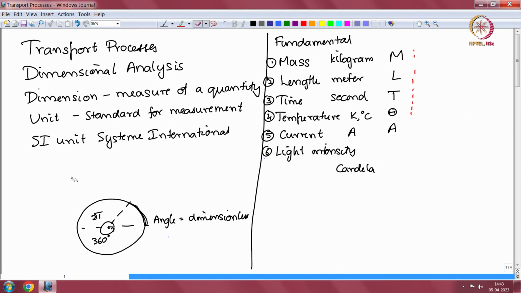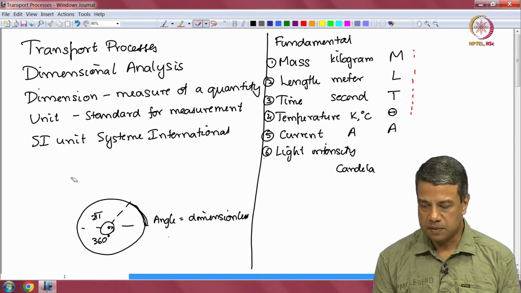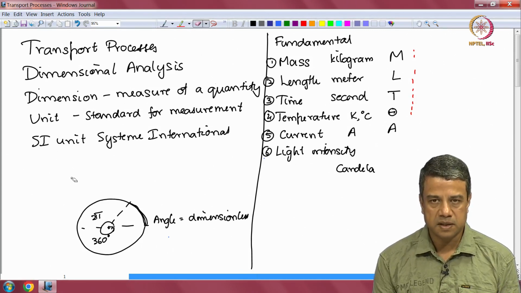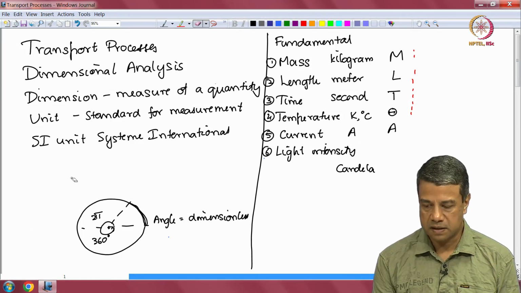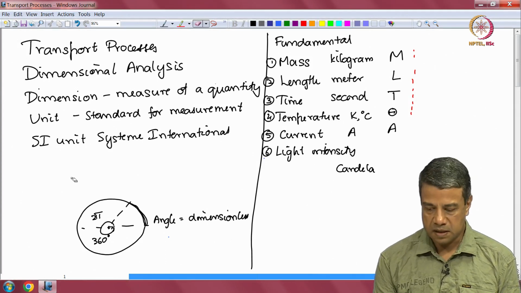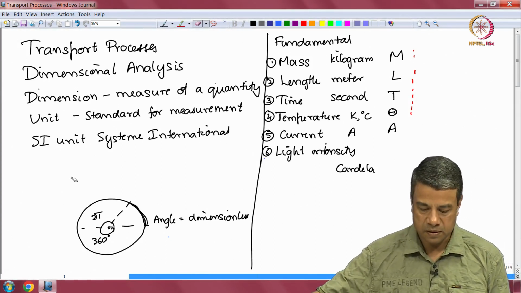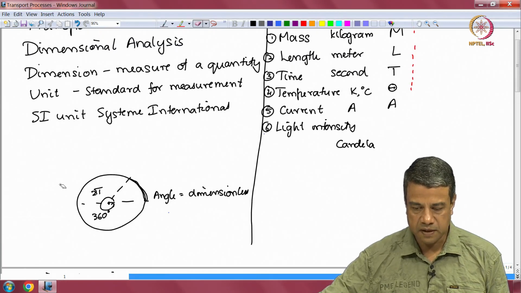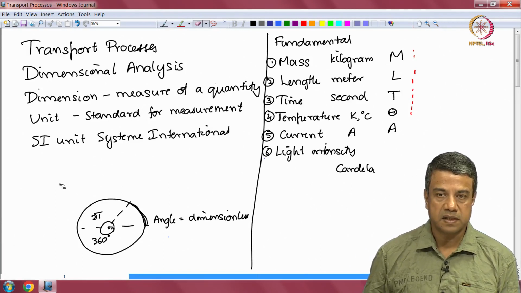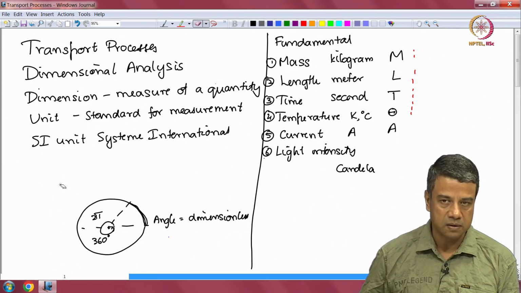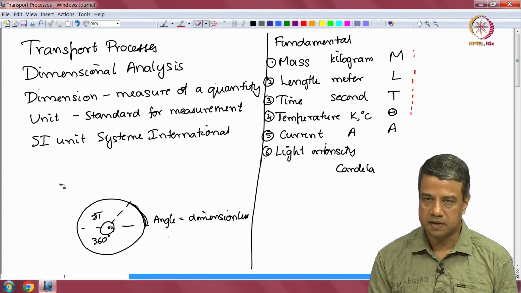I will refer to the mass dimension as M, length dimension as L, time dimension as t, temperature is theta, and current dimension is ampere, A. And in SI units, mass is kilogram, length is meter, time is second, temperature is Kelvin or degree centigrade, current is ampere, and light intensity is what is called candela, which we will not use in this course. So, these are the fundamental dimensions. All known quantities can be expressed in terms of these 6 dimensions.